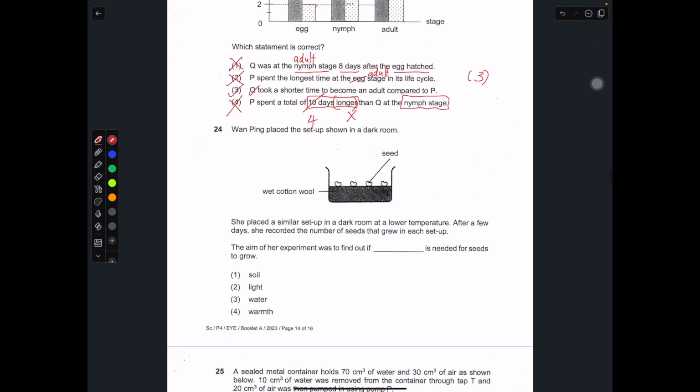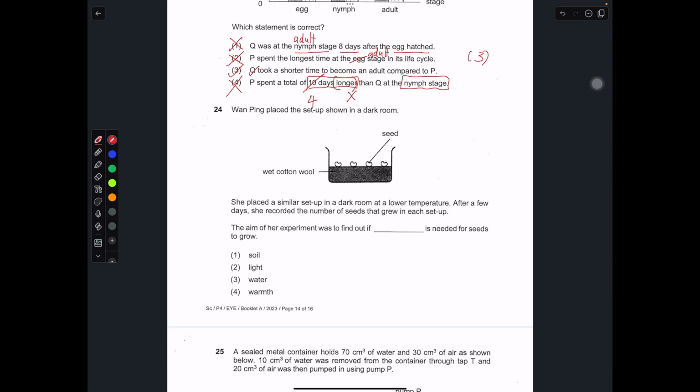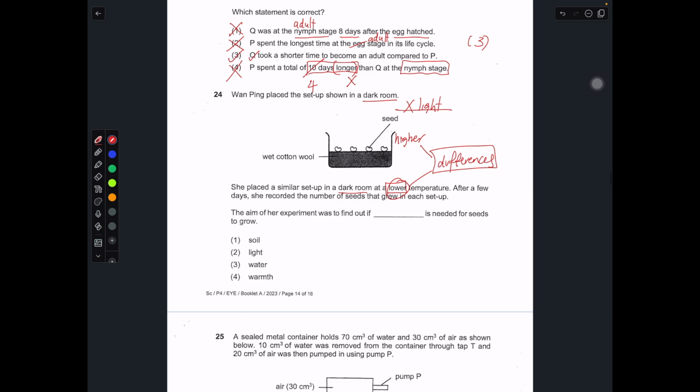Okay, so Wan Ping placed a setup in the dark room. She placed a similar setup in the dark room again. Both setups are in the dark room, so it cannot be light. Because the brightness given to the seeds is the same, so it's not light. But at the lower temperatures, that means one setup is at a higher temperature, one setup lower. So these are differences. After a few days, you record the number of seeds that grew in each setup. So the aim is to really find out warm, because warm relates to temperature. So this is number 4.